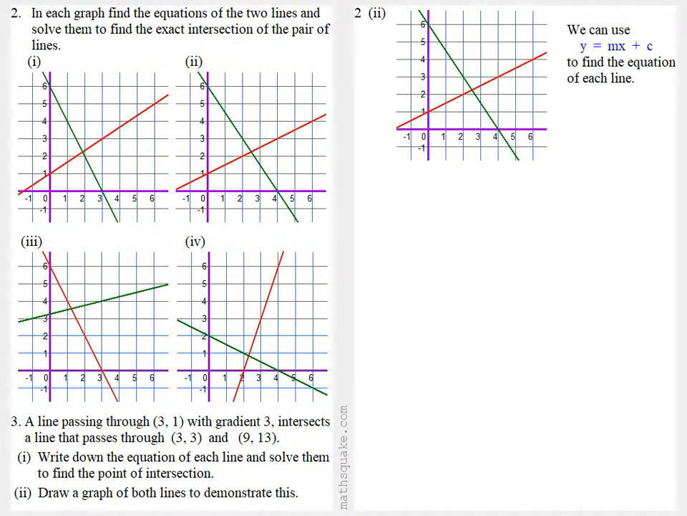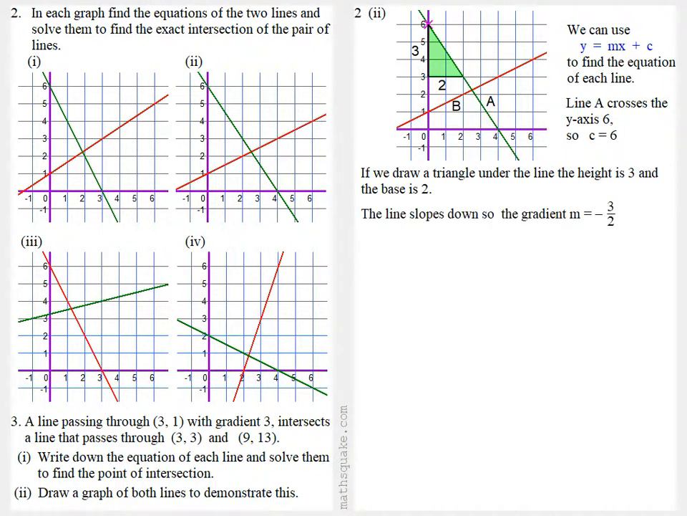In 2 part 2 we can again use the formula y equals mx plus c to find the equation of each line. Now line A crosses the y-axis at 6, so c is equal to 6. And if we draw a triangle under the line, the height is 3 and the base is 2. Now that means the line slopes down, so the gradient is minus the height over the base. In other words, m is equal to minus 3 over 2. So the equation is y equals minus 3 over 2x plus 6.